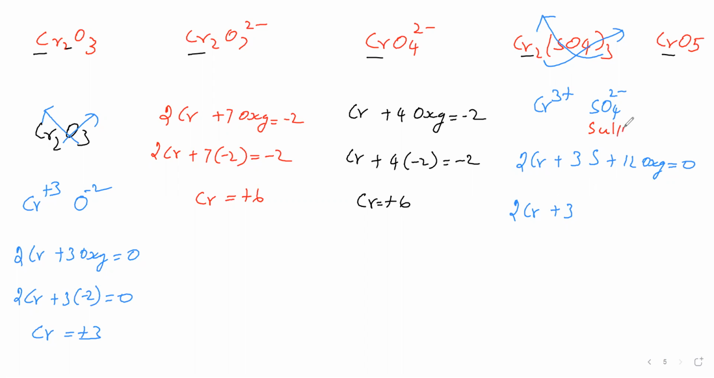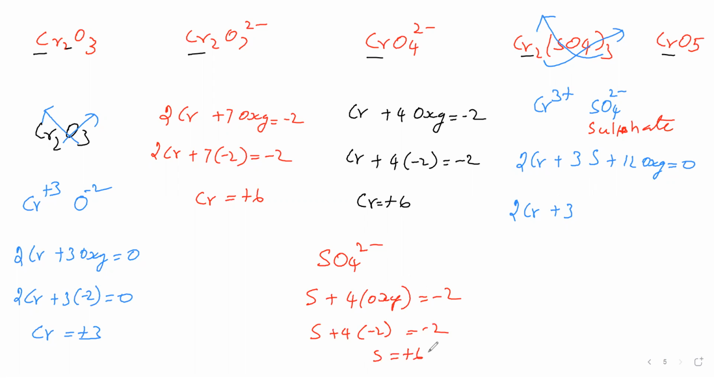It is sulfate, the sulfate ion. In the sulfate ion, what is the oxidation number of sulfur? That we will see. Sulfate: sulfur we have to find. 4 times oxygen equals -2. So sulfur plus oxygen -2 equals -2. So sulfur is +6. Sulfur +6 and oxygen -2 equals 0. Therefore, chromium is +3. Like this we can find.